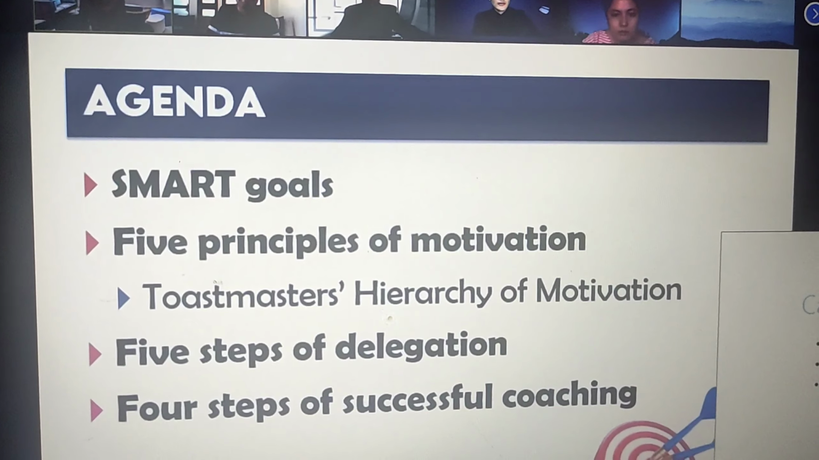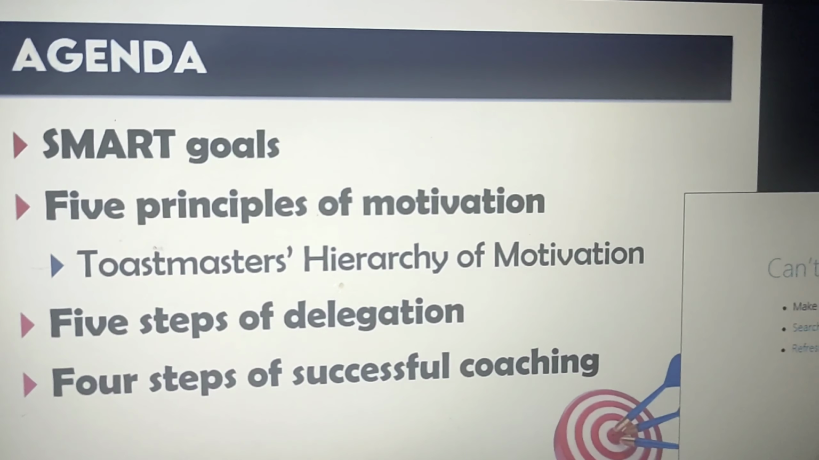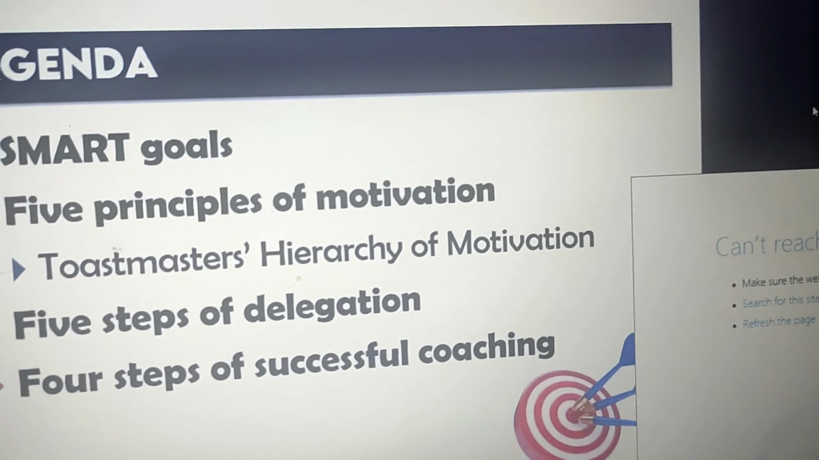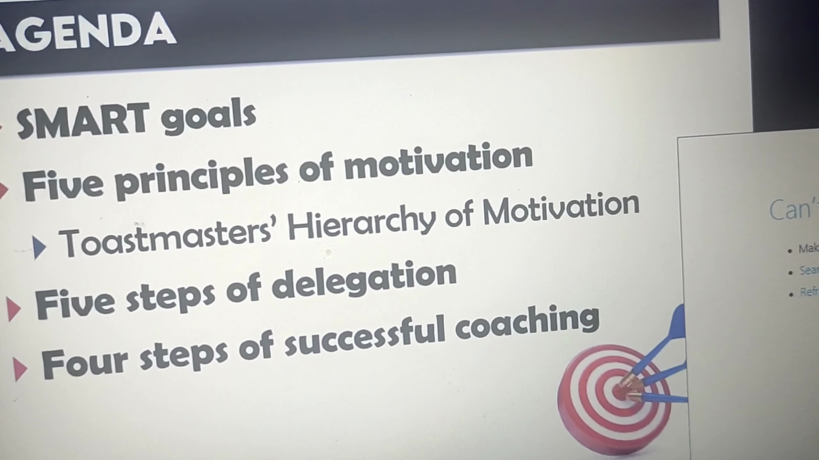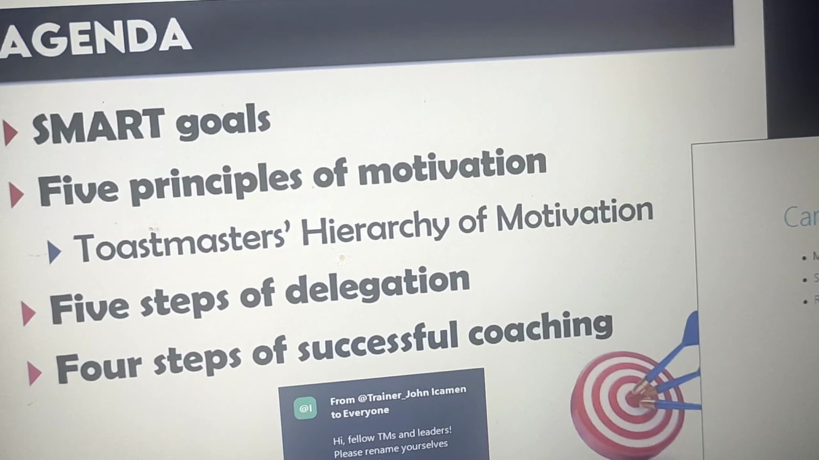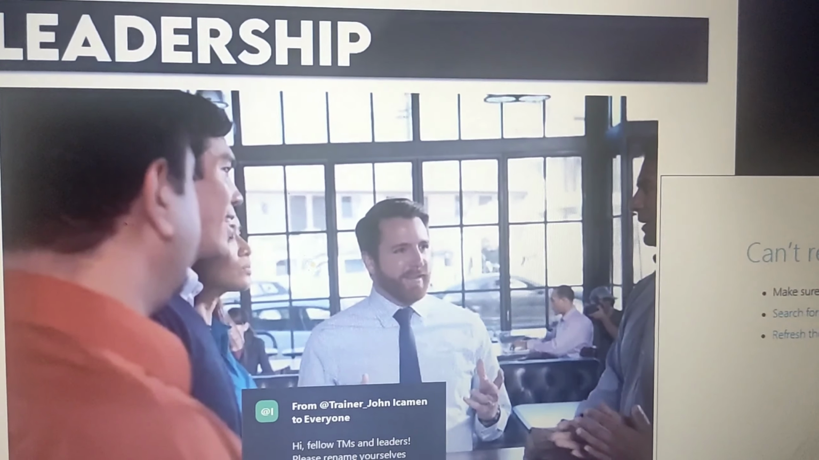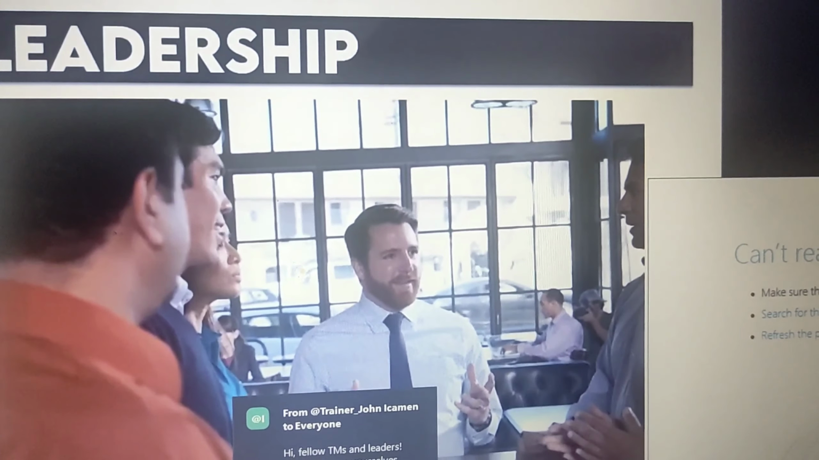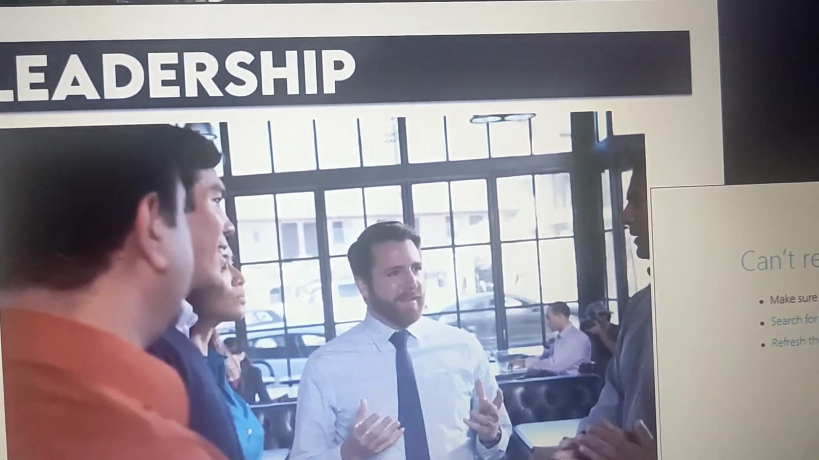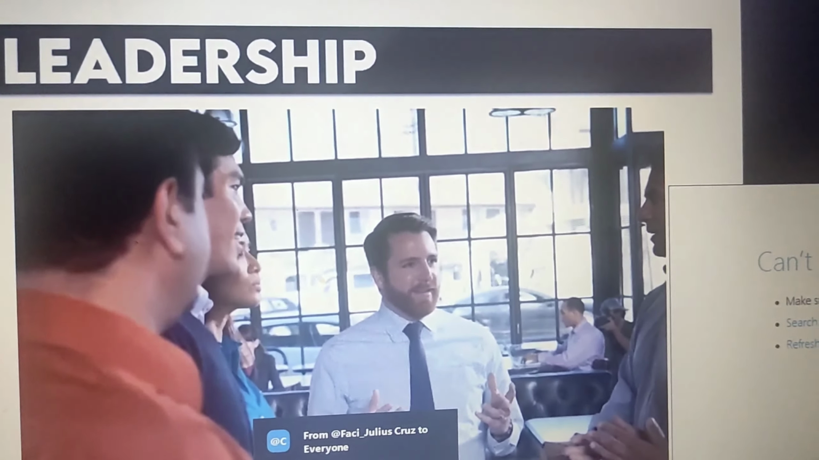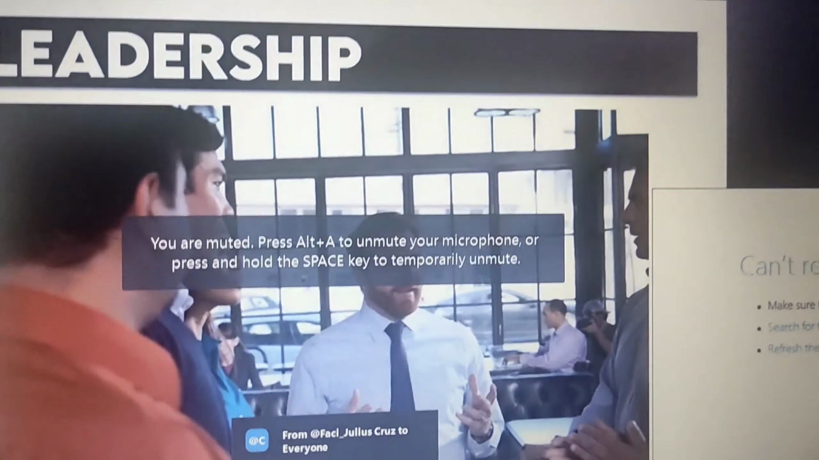As part of our agenda, we will be talking about SMART goals, the 5 principles of motivation, including the Toastmasters hierarchy of motivation, steps of delegation, and successful coaching. But first of all, let's talk about leadership. Leadership is a very big and broad word, and there are many definitions. But for me, leadership is the ability to influence and inspire other people to take necessary action to achieve the goal.